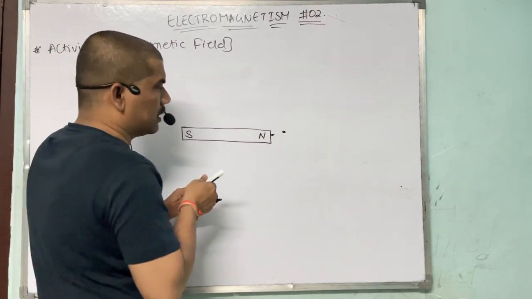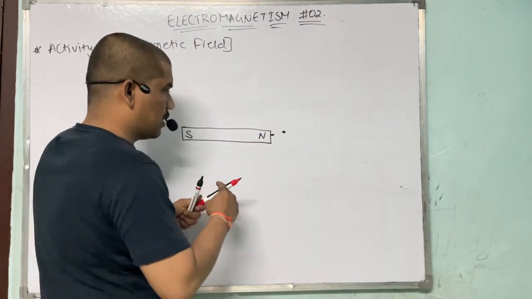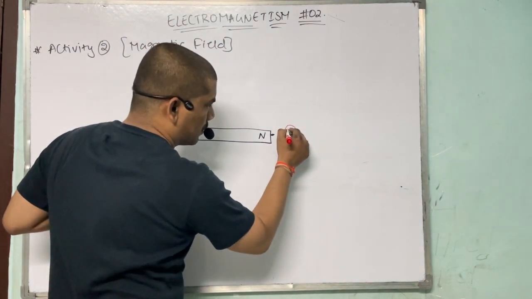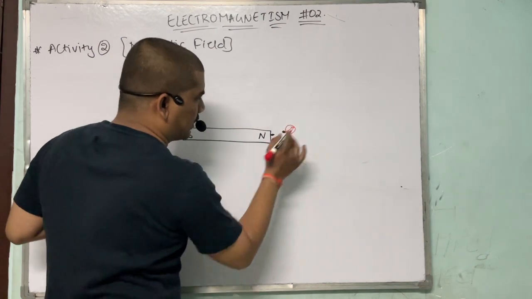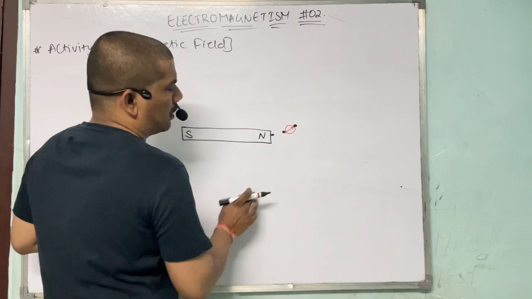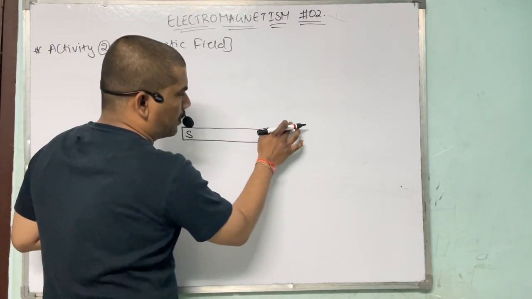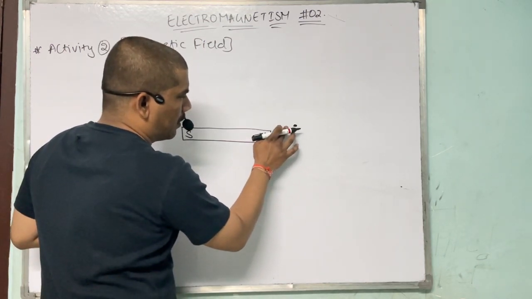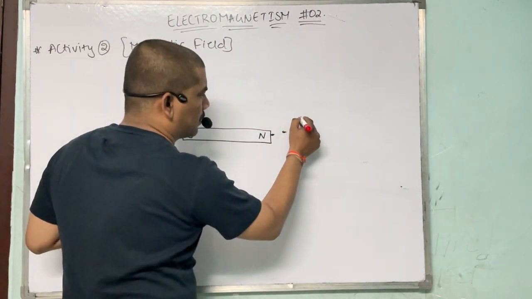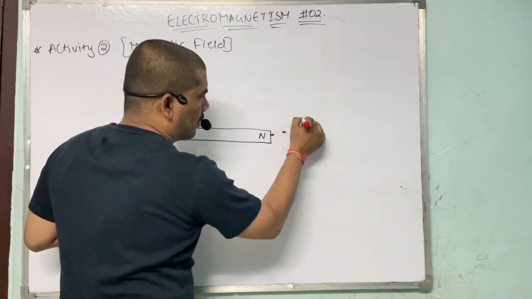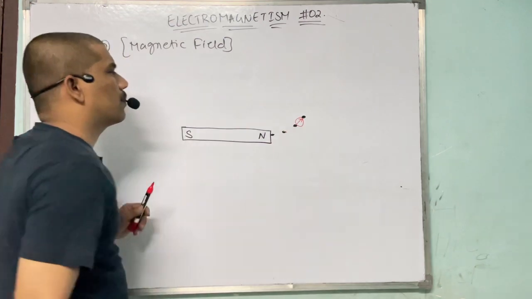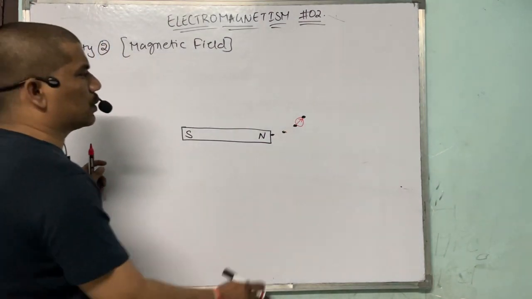Now at this point, you keep the magnetic compass. Now it will point out like this. So again, you keep one dot here. Again remove the magnetic compass from here. Right. Now keep the magnetic compass at this point. So wherever it is pointing out, there you keep one dot. Okay? Like this you keep on doing.